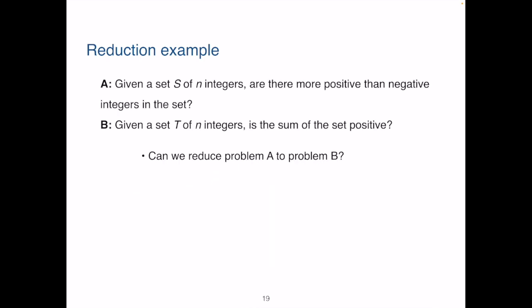Here is another example reduction. Solving A requires counting, but solving B involves adding. So how can we transform an instance of A into an instance of B? The key insight is that counting is equivalent to adding ones. So we can transform the instance of A into an instance of B by replacing every positive integer by 1 and every negative integer by minus 1.